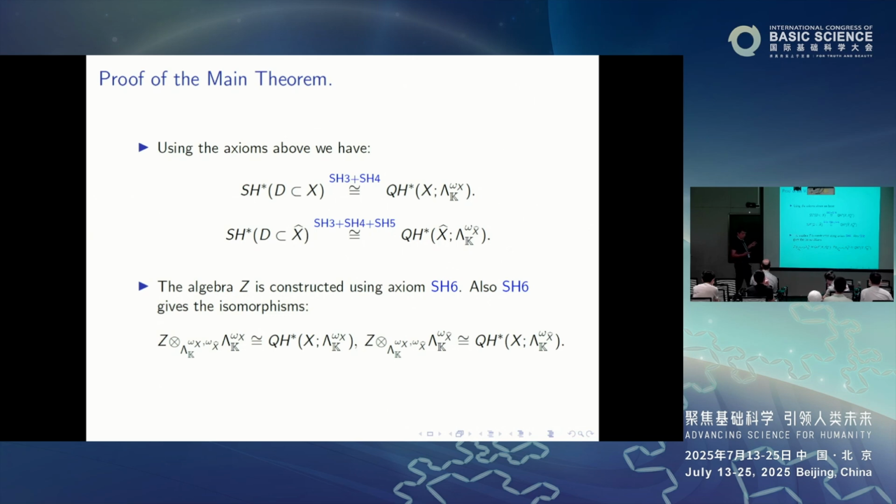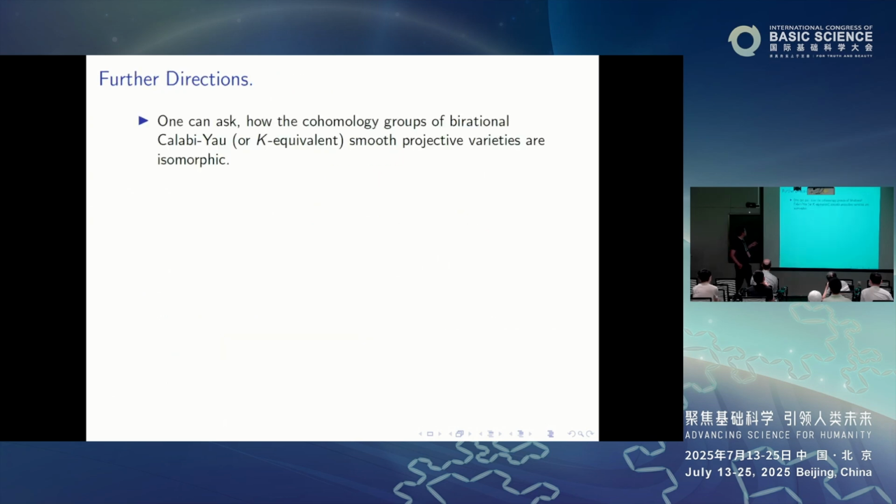Okay, so that's the proof of the main theorem. And then in the last minute, I can just ask for further directions. So if you're a Gromov-Witten theorist, you might be dissatisfied with the result because I just have an algebra Z and these isomorphisms, and I don't specify exactly how they are isomorphic. There should be some map. And at least over Q, the rational numbers, the map should be induced by the closure of the diagonal of the birational morphism.